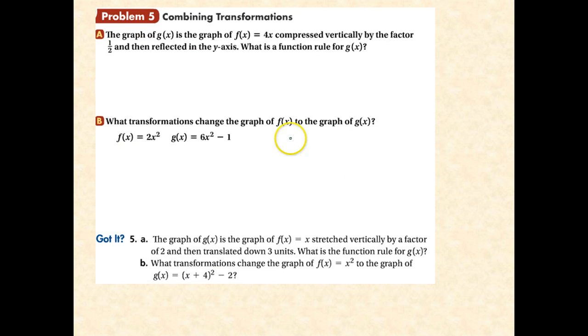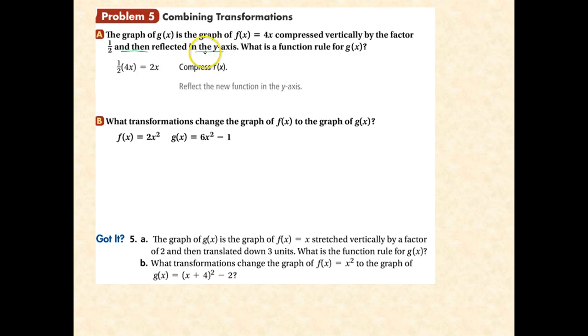Okay, so combining transformations. The graph of g of x is the graph of f of x equals 4x compressed vertically by the factor of 1/2 and then reflected in the y-axis. What is the function rule for g of x? Okay, so we're going to compress f of x by the factor of 1/2. That means we're going to multiply f of x by 1/2. So 1/2 times 4x is 2x.